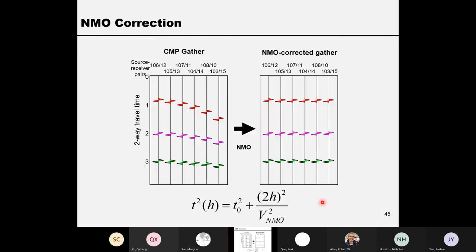Let's repeat what I said. NMO correction, based on the property of this curve, we assume this hyperbolic curve. If it is a constant velocity, that's a hyperbolic curve. And then based on this, we can convert the time at each offset to the time of zero offset. Okay. This is a source-receiver pair.